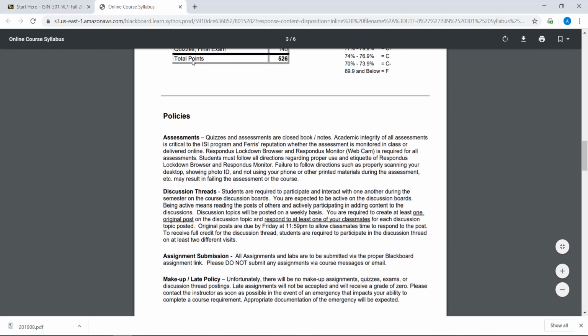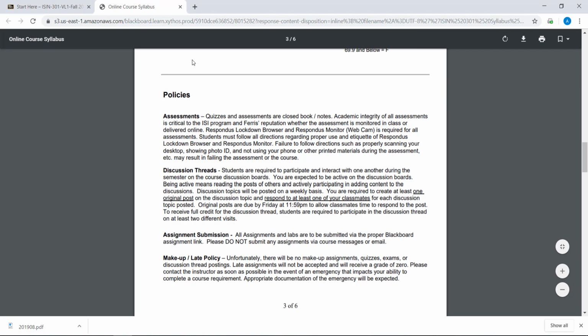I have included many policies that you should review, but there are a couple I would like to review with you now. Quizzes and assessments are closed book, closed notes. As I mentioned, we will be using Respondus Lockdown Browser and Respondus Monitor for each of the assessments. The intent here is to maintain the same academic integrity with all assessments, whether they're given in-seat in the classroom or online.